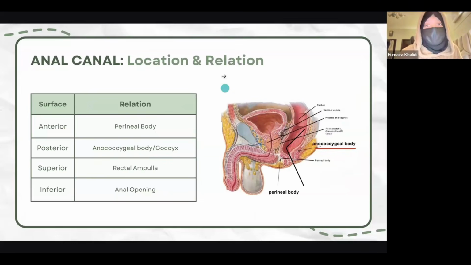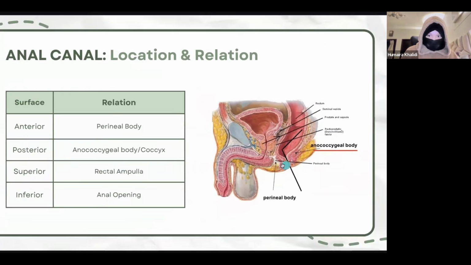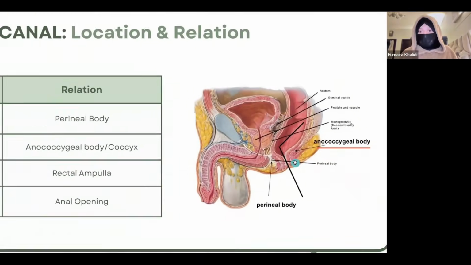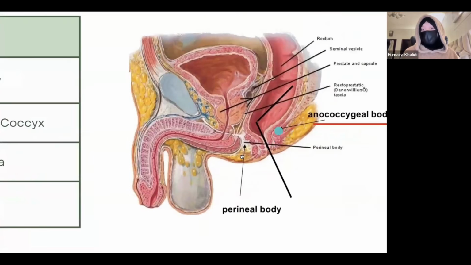Now the location and the relation of the anal canal. This is the anal canal. What do you see in front of it? Anterior to it, you see the perineal body. What's posterior to it, you're going to see the coccyx. Okay, this is the anal-coccygeal body, and this is the perineal body.